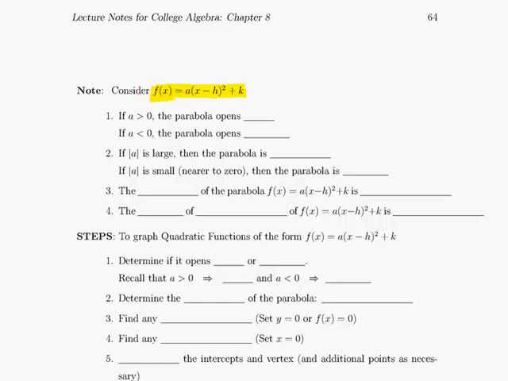When you see it factored like this, a times the quantity x minus h squared plus k, where a, h, and k will be specific values, you can use this to graph, right? What you know from this is that the number out in front, the a, tells you whether it opens up or down. If a is positive, it opens up. If a is negative, it opens down. If the absolute value of a is large, then the parabola is narrow, very skinny. As opposed to if it's nearer to 0, like 1/2 or 1/4, the closer to 0 it gets, the wider it is.